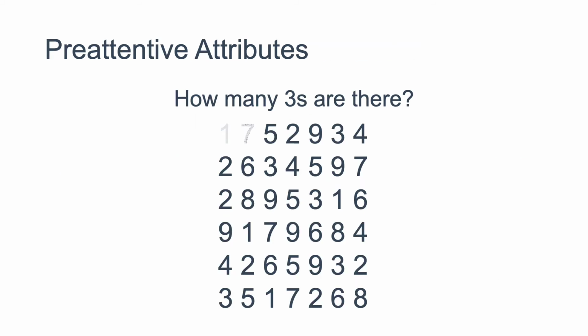How many 3s are there in this array? To complete this task without pre-attentive attributes, similar to the stimulus in our study, we have to process the array serially by examining each potential target and comparing it to our criteria to determine whether it is a target or merely a distractor.